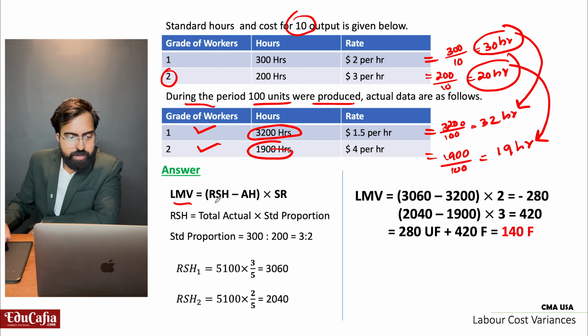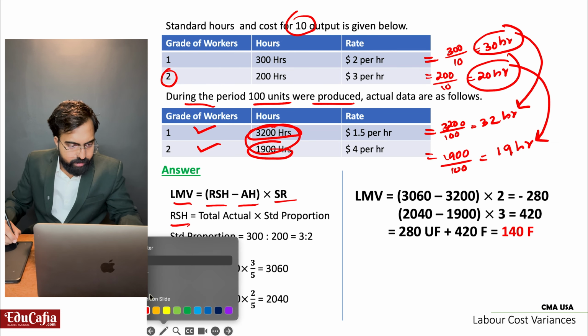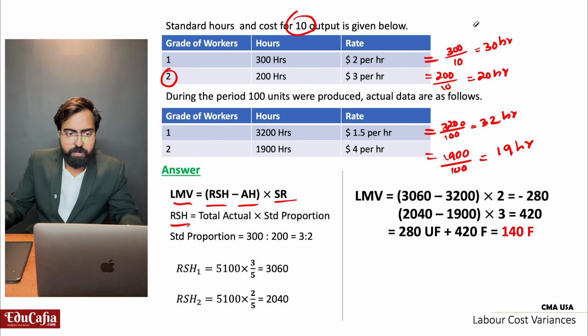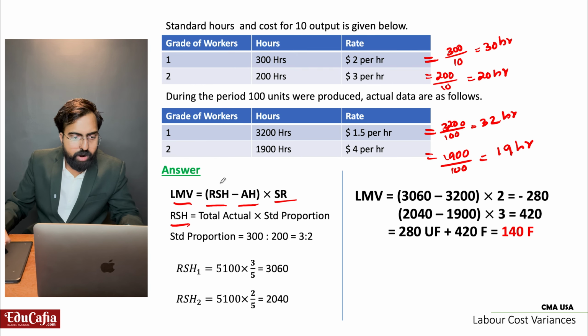What is the equation? LMV is equal to RSH minus AH into SR. What is RSH? What is the total hours they used here? 3200 plus 1900, that is equal to 5100.